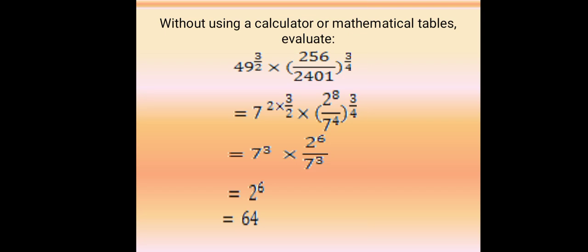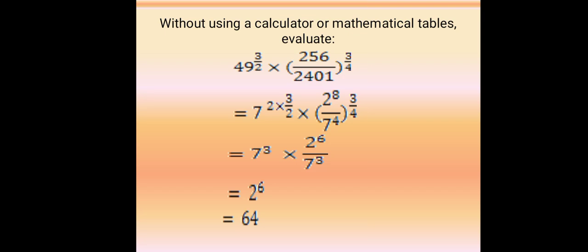Without using a calculator or a mathematical table, evaluate 49 raised to the power of 3 over 2 multiplied by 256 divided by 2401 raised to the power of 3/4. Now 49 you can write as 7 raised to the power of 2. Now multiply it by the other power 3 over 2. We have 7 cubed. Now 256 you can write as 2 raised to the power of 8. Multiplied by the other power 3 over 4, we have 2 to the power of 6.